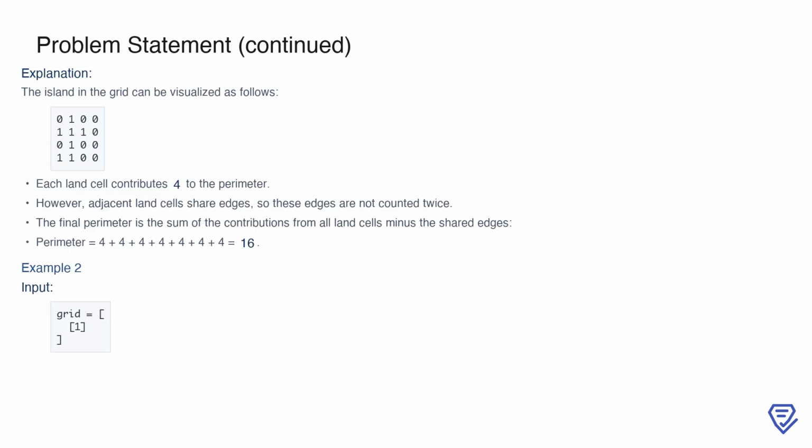To understand why the perimeter is 16 in the first example, we visualize the grid where 1s are land cells and 0s are water. Each land cell contributes 4 to the perimeter initially, but when 2 land cells are adjacent, they share an edge, reducing the perimeter by 1 for each shared edge. In this grid, the island has several adjacent cells, so the shared edges are subtracted from the total. When we sum contributions from all land cells and adjust for shared edges, the final perimeter value is 16. This approach ensures that we account for both individual contributions and overlaps between cells.